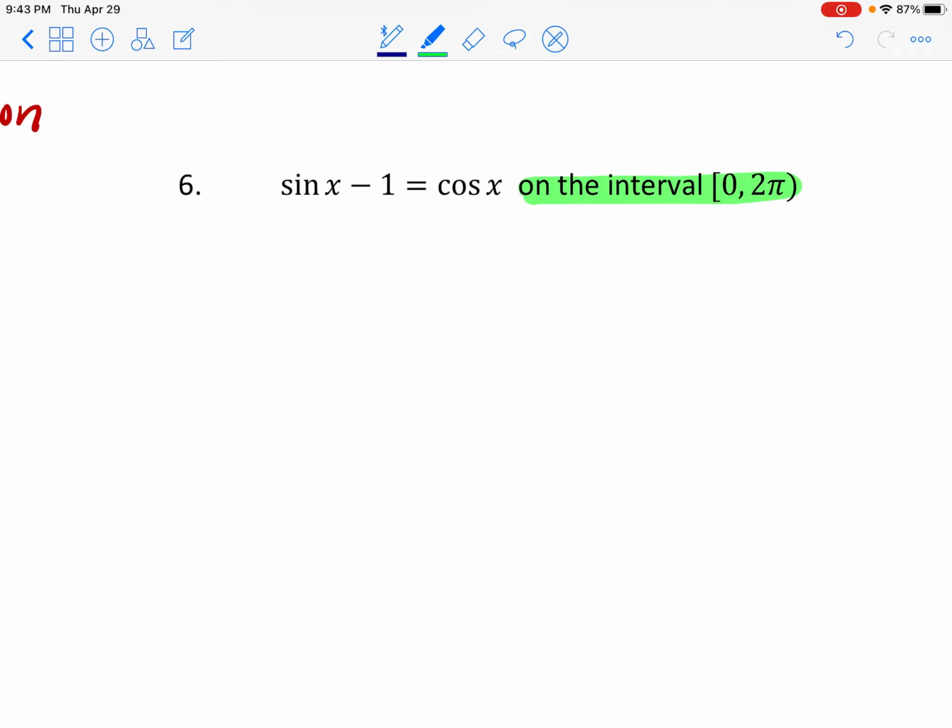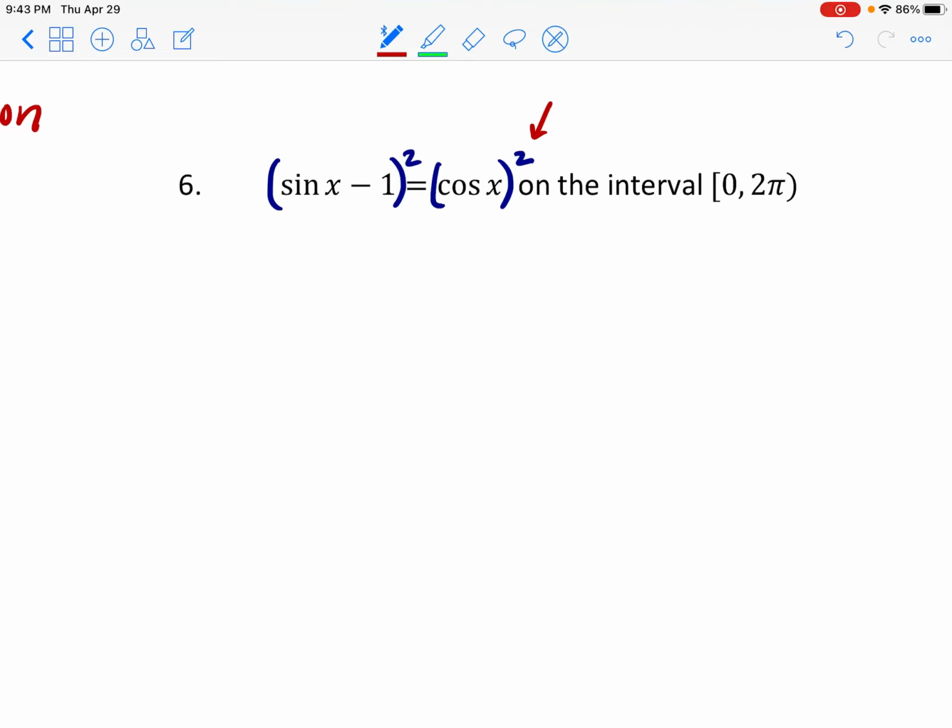A lot of our identities involve sine squared and cosine squared, so what I would probably do on this one is square both sides. I'm going to start by squaring both sides, because I can easily replace sine squareds and cosine squareds. Now, we do have to be careful. When we square both sides, we introduce the possibility of extraneous solutions.